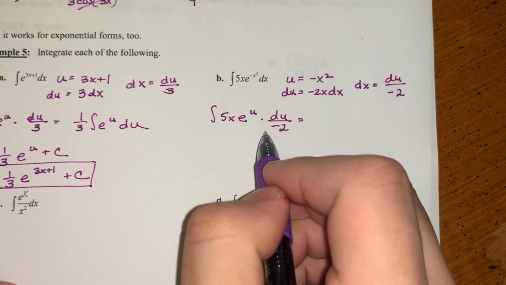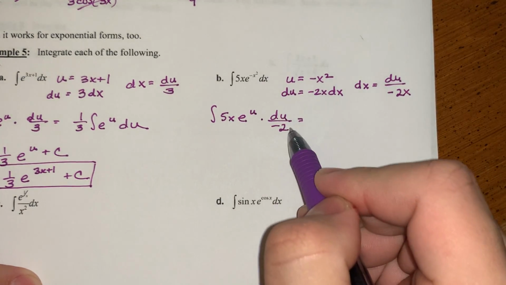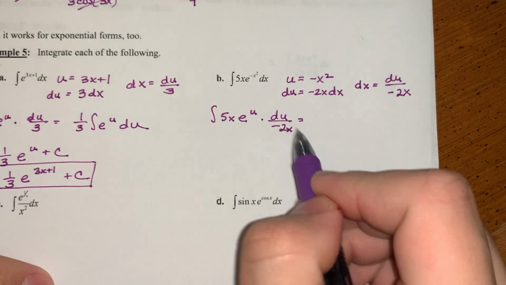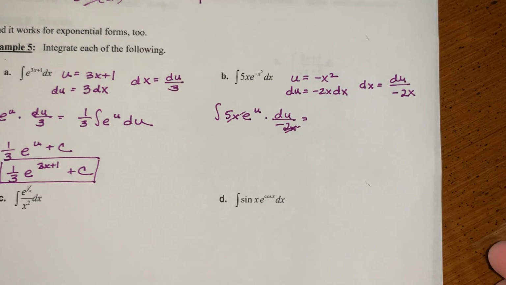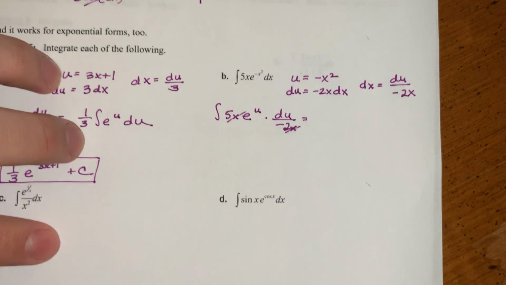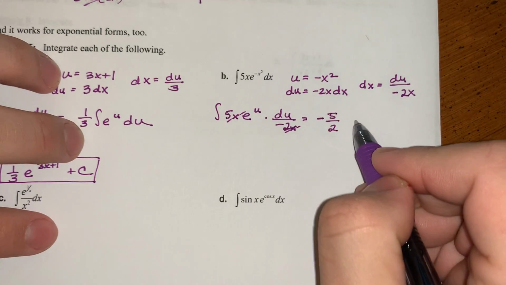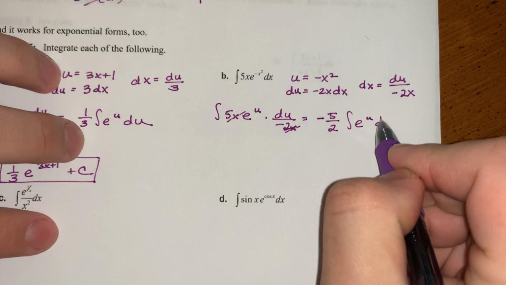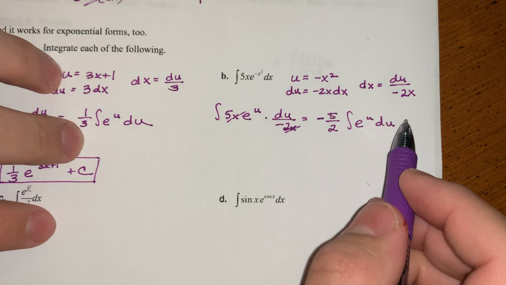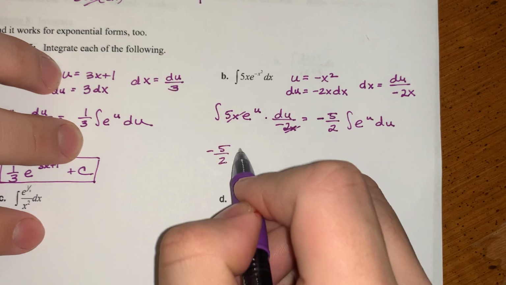So if I clean this up, oh, shoot, no. It's du over 2x. My bad. Whoops. So yeah, it'll be du over negative 2x, and then the x's will cancel. Okay, so then now what we have here is 5 over negative 2, which we can take outside of the integral, so negative 5 over 2, times the integral of e to the u du. Hopefully that didn't screw you up. But anyway, now we have negative 5 halves. Integral of e to the u is e to the u.